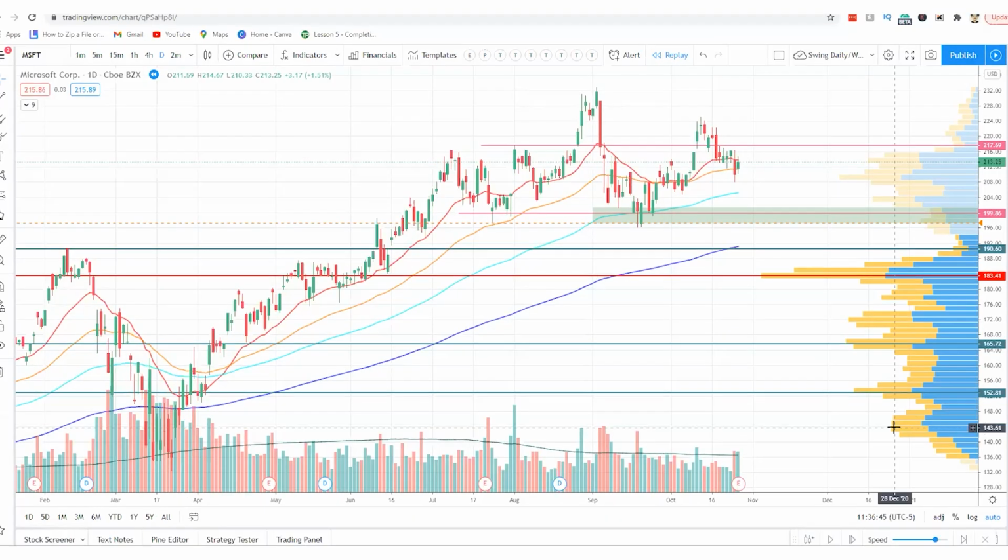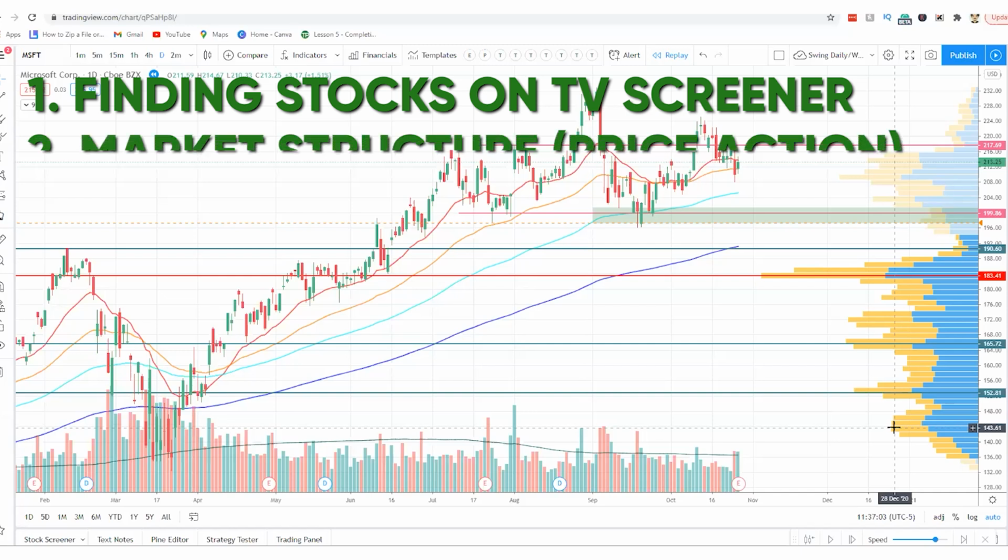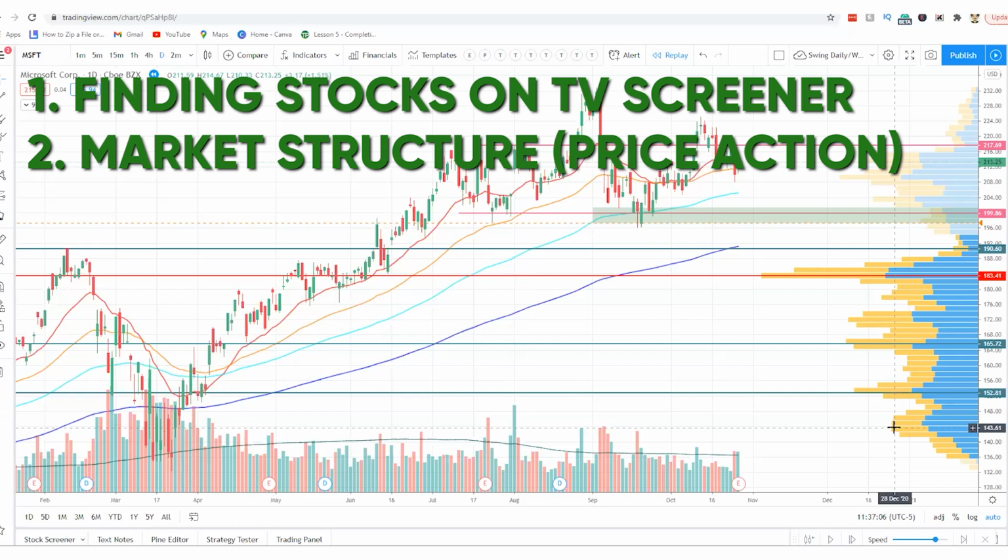The 7 concepts we're going to be going through today for that ultimate technical analysis guide is number 1, finding stocks on a stock screener. Today we're going to be using TradingView, and as you can see, we have TradingView up on the screen here with a bunch of stuff on the chart, but we're going to be breaking all that down for you. Number 1, find that technical analysis TradingView stock screener. Number 2, we're going to be going through market structure or price action, if you will, how to draw levels, what to look for, what markets look good, how to find those trends.